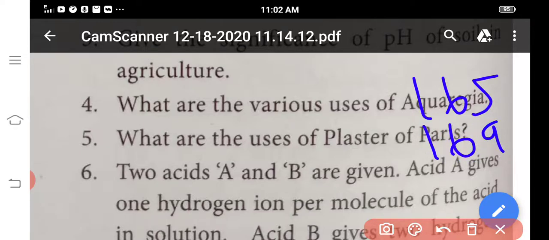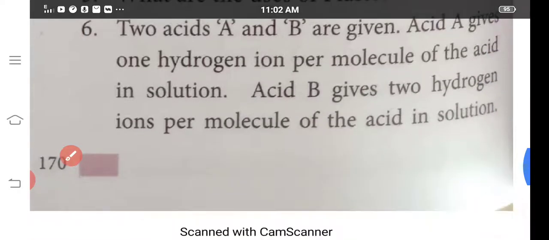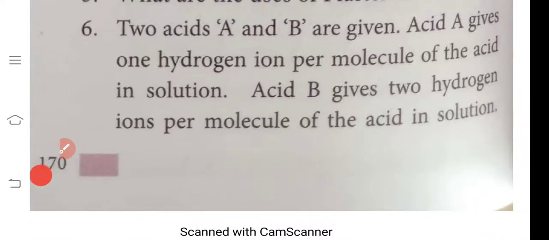Okay, the next one, 2 acids. Listen, 2 acids A and B are given. Acid A gives 1 hydrogen ion per molecule of the acid in solution. Okay, the next one, acid B. The first acid gives only 1 hydrogen ion. The second acid, acid B, gives 2 hydrogen ions per molecule of the acid in solution. Okay, this is a question. Here is the question.